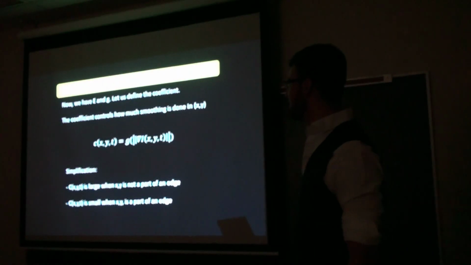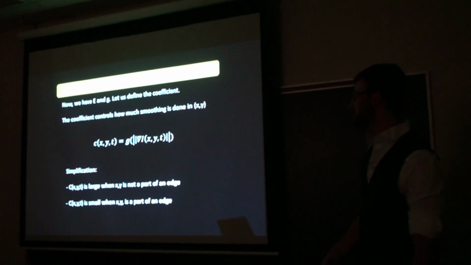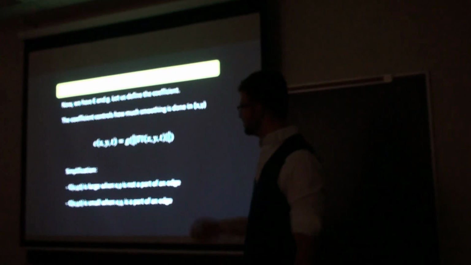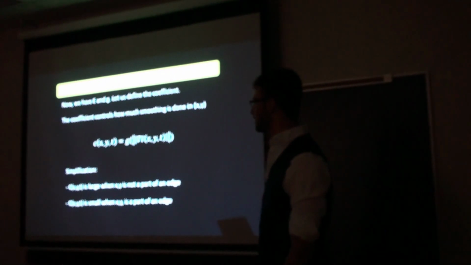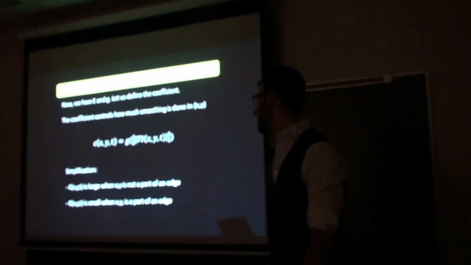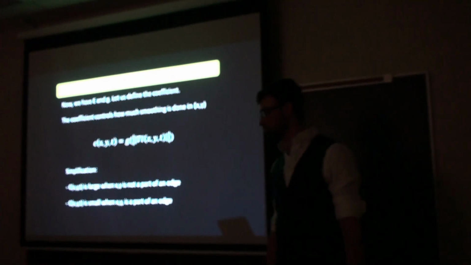Now we have E and G. Let us define the coefficient. The coefficient controls how much smoothing is done to x, y. So we're going to say our conductance is equal to G of the norm of the gradient. Simplification: if c(x,y,t) is large, then x, y is not part of the edge. If c(x,y,t) is small, then x, y is part of the edge. Makes sense?